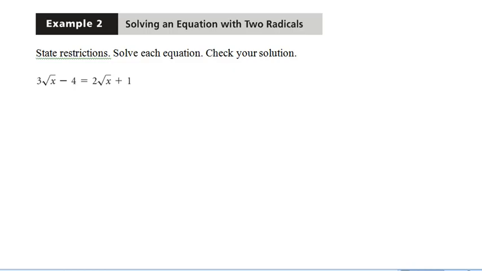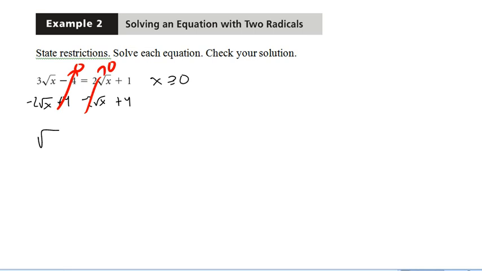Example 2, again we need to state our restrictions. This time they're easy. X just has to be greater than or equal to 0. And now I want to get all the root x's on one side, so I'm going to subtract 2 root x from both sides. And I can put the numbers on the other side in the same step, so I'm going to add 4 to both sides. And I got 4 minus 4 is 0, and I got negative 2 root x, or sorry, 2 root x, and positive 2 root x is 0.